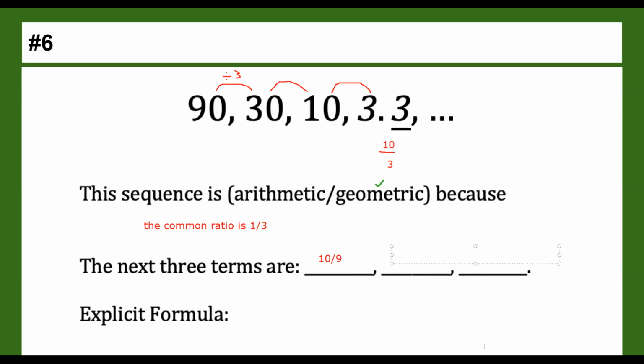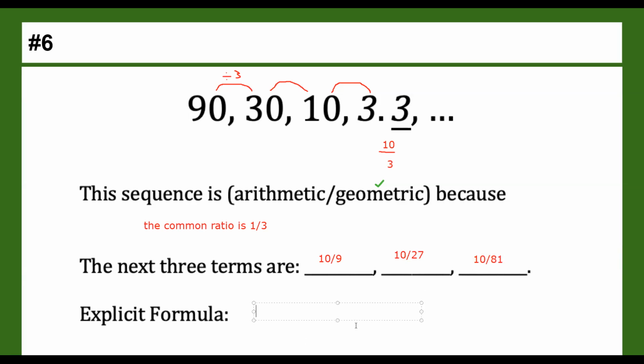We're going to repeat the process. So now we're going to multiply 10 over 9 times 1/3. Well, that's going to be 10 times 1 is 10, and 9 times 3 is 27. And again, 10 times 1 is 10, 27 times 3 is 81.